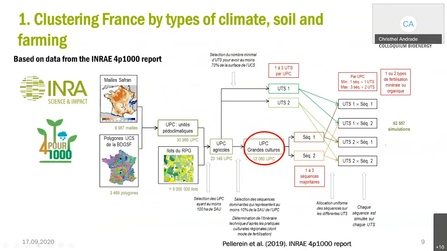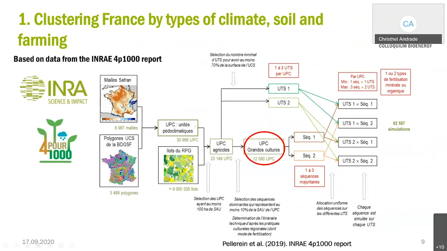So for the first part, we are working with collaborators from INRA France, and we are basing our project on the data from the 4,000 report. So I'm presenting this methodology from Polari et al. 2019. What we have done to create our simulation units is to cross the climatic information in the saffron grid with the soil information in the cartographic units to create the pedoclimatic units.